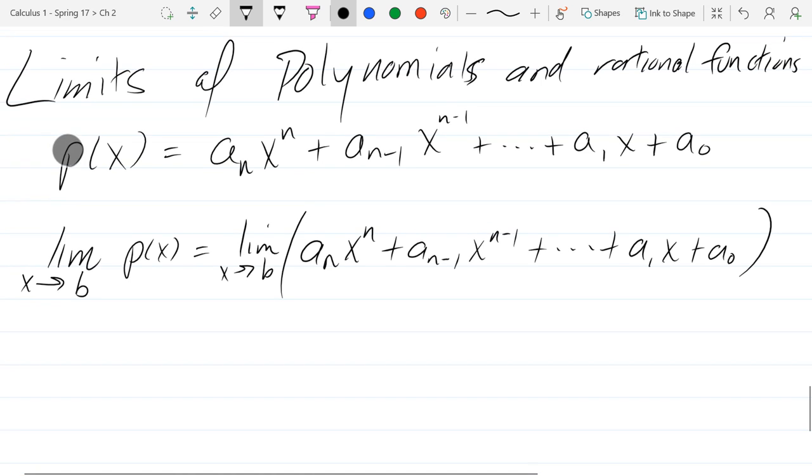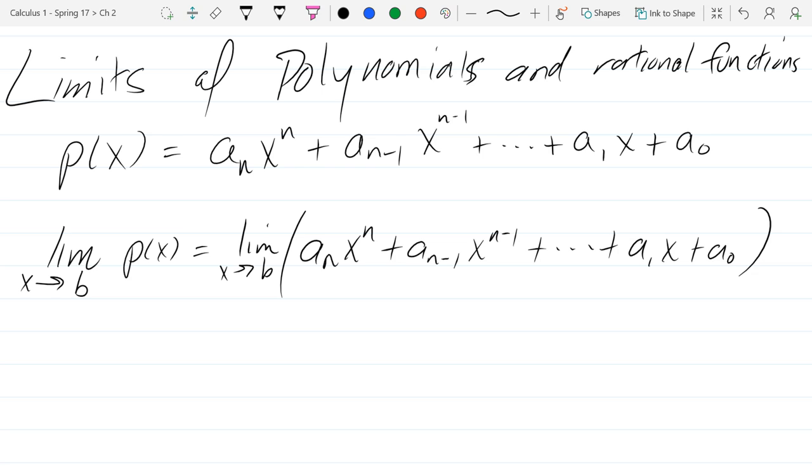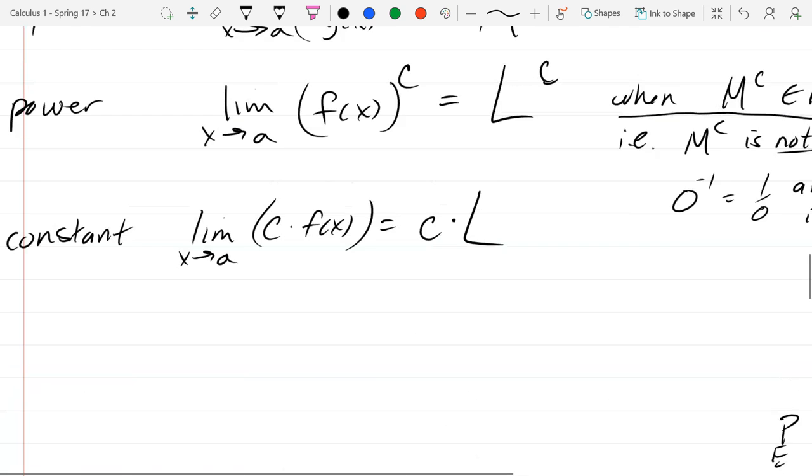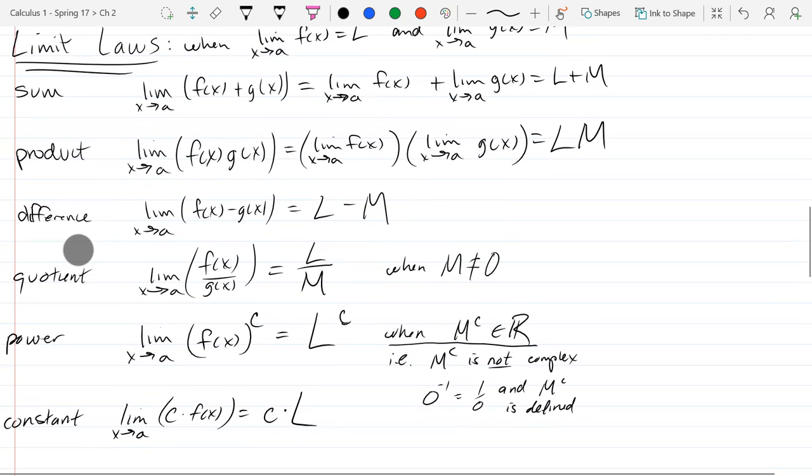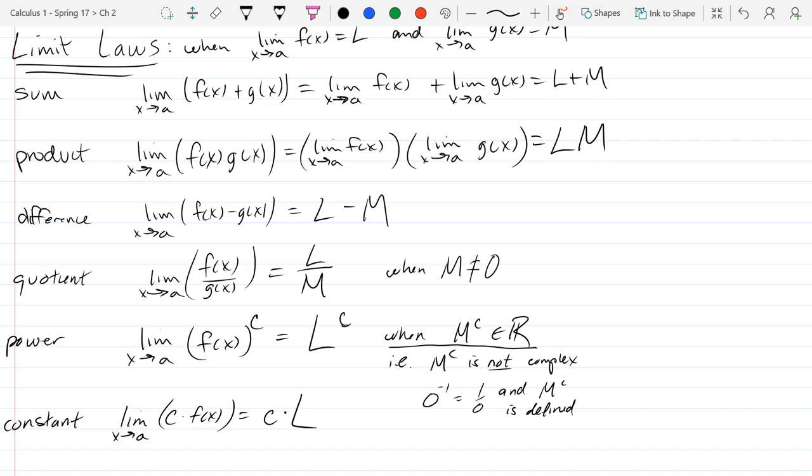So what limit rule can I use first here? Or I should say, what limit law? We call them laws. I think there's only five of them, maybe six. Here they are. Which one should I use first on the polynomial?